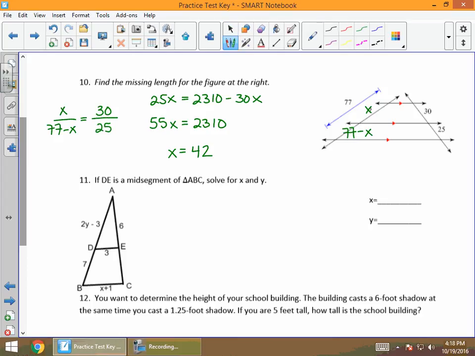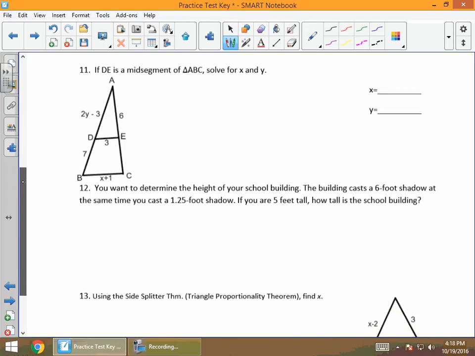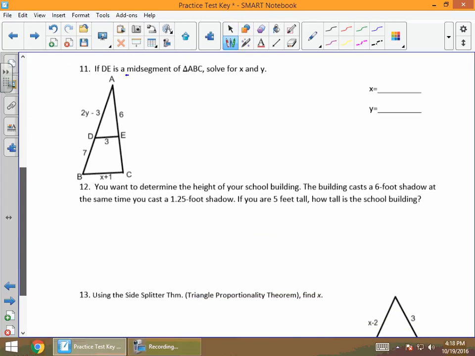Okay, number 11 says DE is a mid-segment. You do need to know what a mid-segment is. First of all, a mid-segment is a segment that connects midpoints. So that means D is the midpoint of AB, so this piece here and this piece here must be the same. And E is the midpoint of AC, so this piece over here has to be the same as this piece. Well, that's going to help me find y real easy.